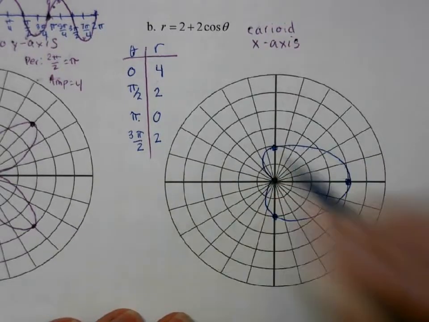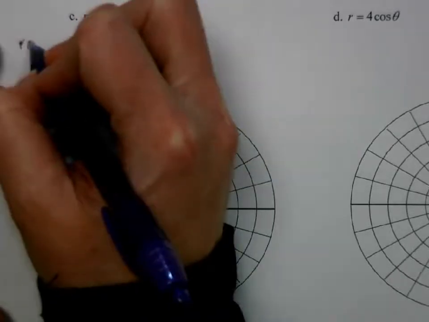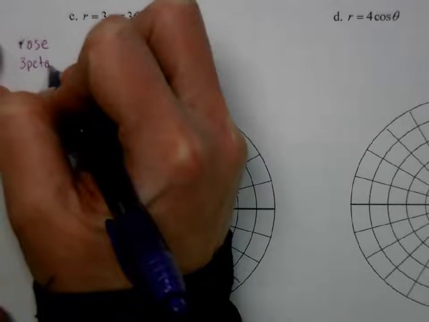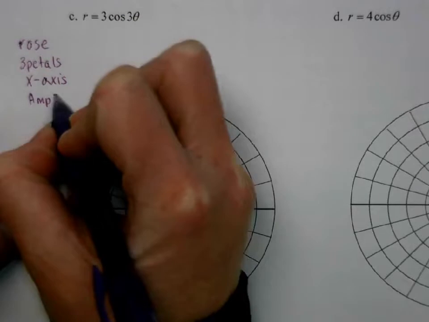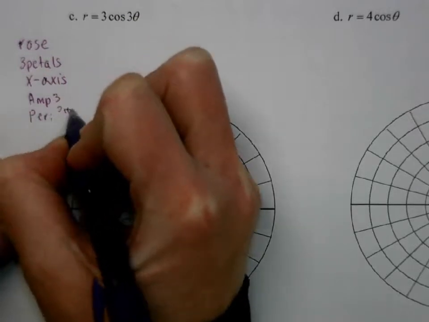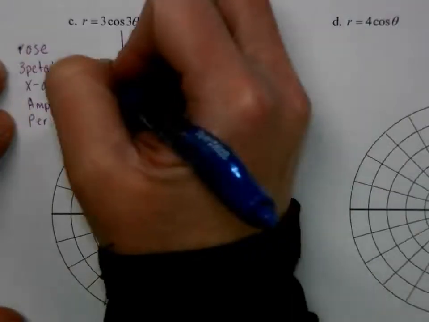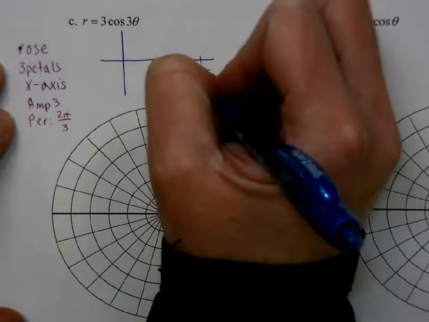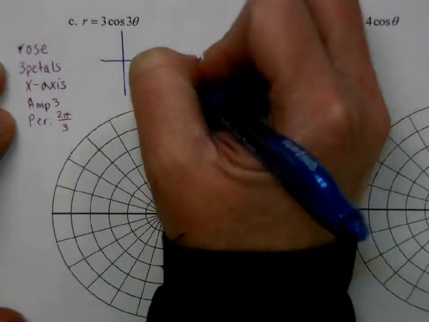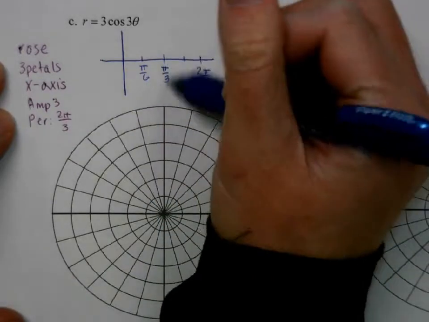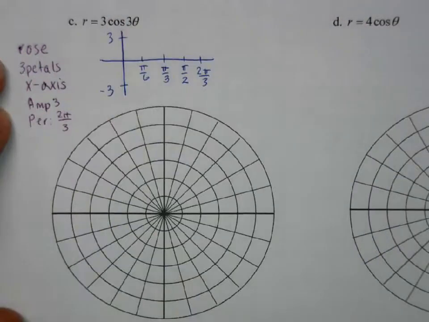Okay, here I have another rose. It has 3 petals, and it is symmetric to the x-axis. The amplitude is 3. The period is 2 pi over 3. So I can graph our rectangular graph. So 1 pi over 6, 2 pi over 6, 3 pi over 6 is pi over 2, 3, negative 3. Okay, so this is cosine, so it starts at the maximum.